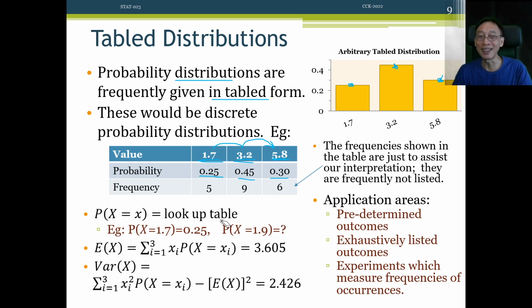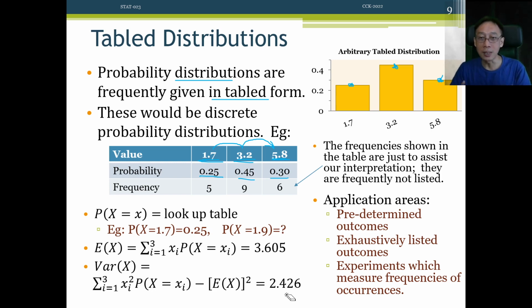Those are easy questions about probabilities. What about expected value and variance? Well, that's the same as what we have done using Excel in the grouped sample data discussion. Exactly the same calculation using SUMPRODUCT. So very easily you get 3.605 and so on.